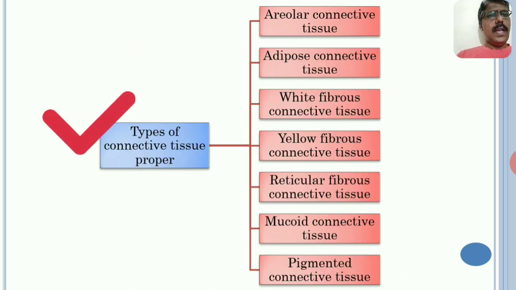Next, types of connective tissue proper: areolar connective tissue, adipose connective tissue, white fibrous connective tissue, yellow fibrous connective tissue, reticular fibrous connective tissue, mucoid connective tissue, and pigmented connective tissue. These are the types of connective tissue.